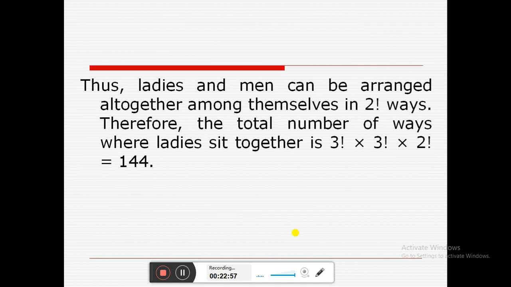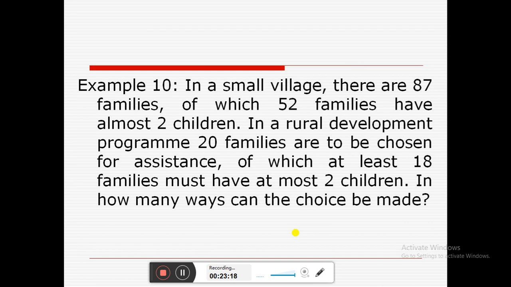Fine. Very good example. Thus, the ladies can be arranged together among themselves in 3 factorial ways. Therefore, the total number of ways where the ladies sit together, fine, that is 3 factorial into 3 factorial into 2 factorial, that is 144. And one more example we will take here.